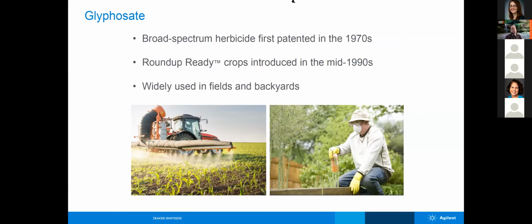So for those of you who don't have a lot of background on this, glyphosate is a broad spectrum herbicide first patented in the 70s. It's been in the news a lot recently due to the fact that it is the active ingredient in Roundup. Roundup Ready crops themselves were introduced in the mid-1990s, and it's pretty ubiquitous in the environment in that it's widely used both in backyards and in agricultural fields as well.